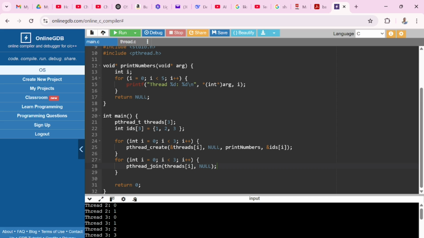Now here thread 2 printed 0 1, then timeout, then thread 3 gets a chance and 0 1 2 3 printed. Before thread 3 could print 4, thread 2 came back and printed the remaining 2 3 4, and then thread 1 was given a chance and 0 1 2 3 4 was printed, and for thread 3 somewhere in between 4 was also printed. So this is how the scheduling between the threads takes place, and this example very clearly explains it.